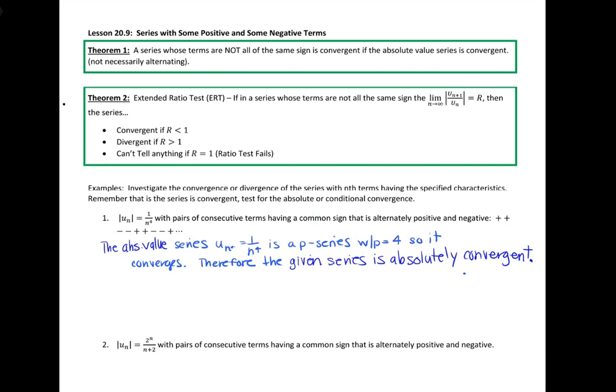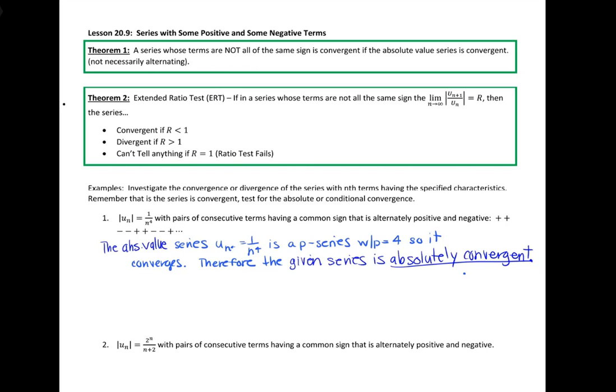Okay, there we go. So the absolute value series u sub n equals 1 over n to the 4th is a p series with p equal to 4, so it converges. Therefore, the given series is absolutely convergent. And make sure that you do have that word in there, absolutely convergent. And that's number 1.